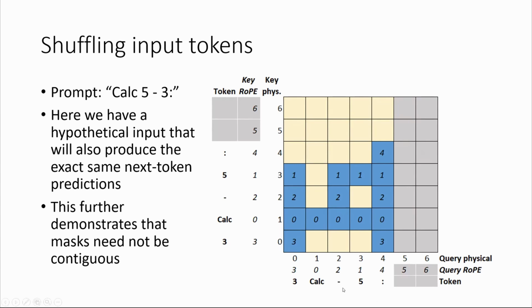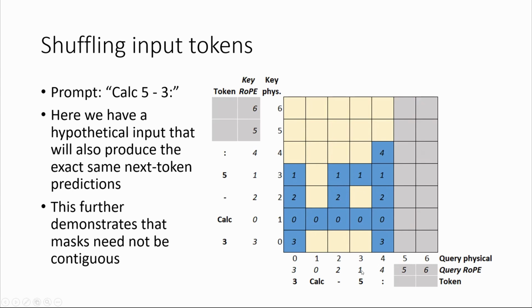Before, 5 used to only be able to see 2 tokens: calc and itself. Now it can still see the 0th token calc, and it can see the first token, itself, but where they are physically has been shuffled, so this mask looks different now. If you look at every other token, calc can only see itself, minus can see whatever. The number of tokens that each of these can see is the same, but physically we've just permuted them.